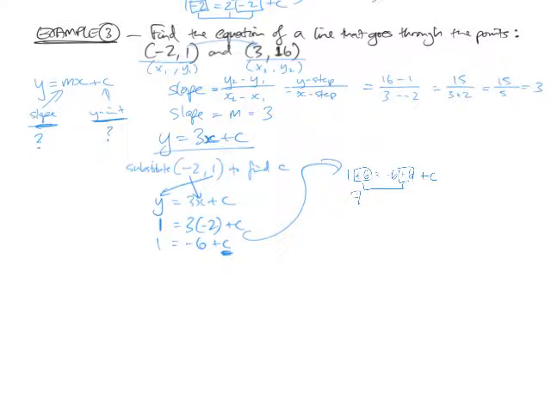1 plus 6 makes 7. -6 plus 6 is going to make 0, so there's nothing left on the right side except for +c. Therefore, c is equal to 7. So my equation now, because I worked out what c is, is y equals 3x plus 7.